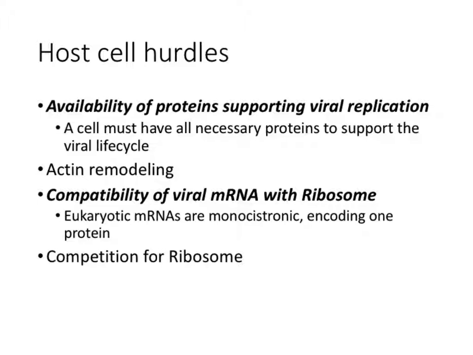What's a eukaryotic mRNA look like? What are the key characteristics again? 5' cap and poly-A tail. 5' cap, poly-A tail. Linear, yeah. So this would be the form of a mature mRNA.